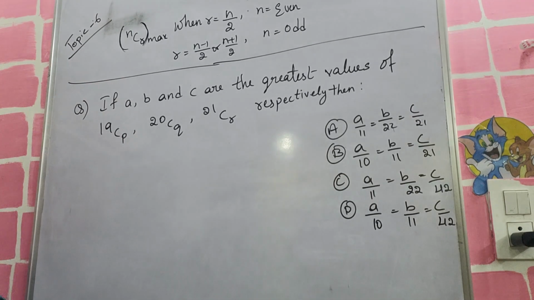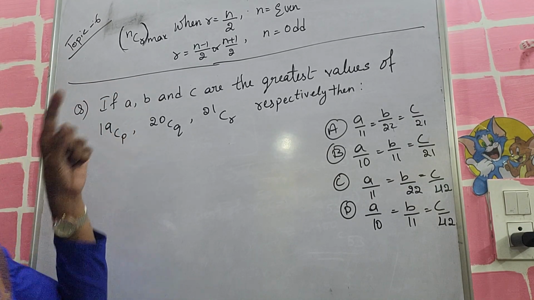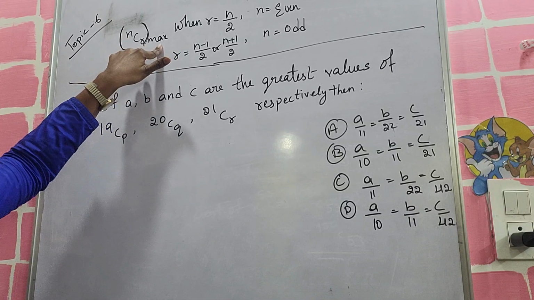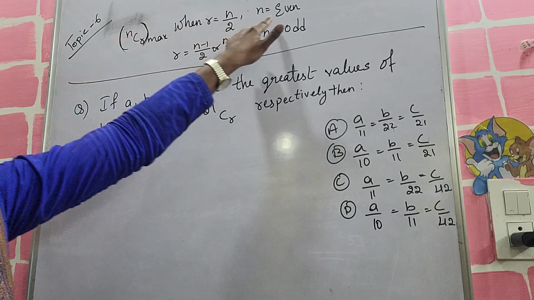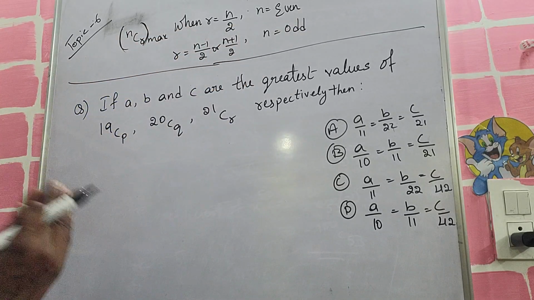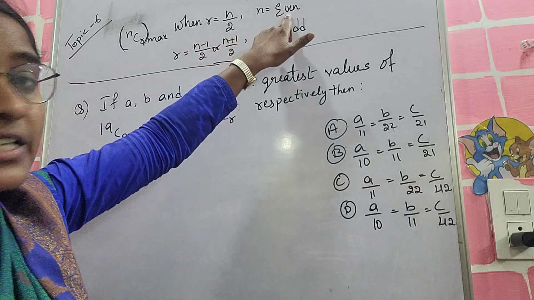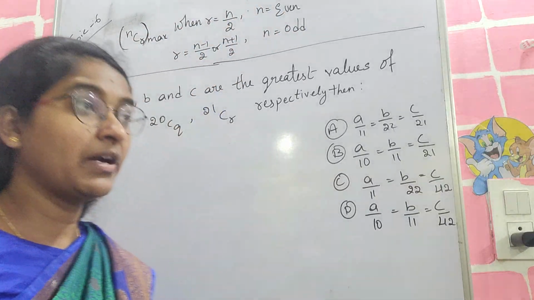Okay, we are on the sixth topic here. To find the maximum value of nCr, r should be n by 2 if n is even. That coefficient term will be n by 2. If n is even, then the n by 2 term will be the greatest value, the maximum value.